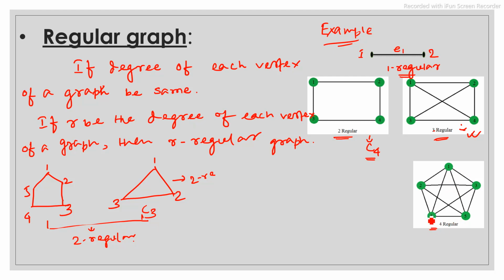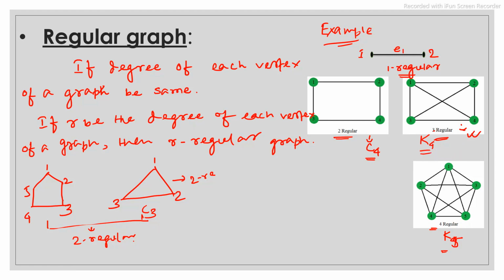The degrees of each vertex in this graph are equal. This is K4. Sorry, this is 1, 2, 3. This is K5, a complete graph with 5 vertices, and this is K4, a complete graph with 4 vertices. So these are regular graphs.